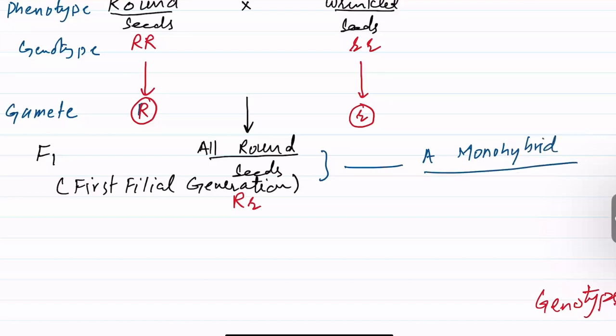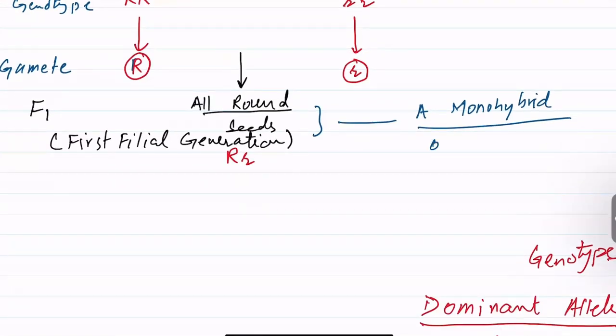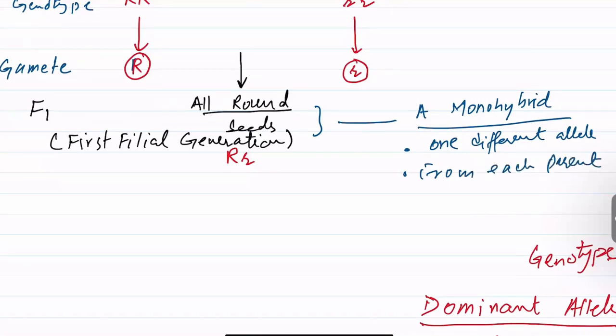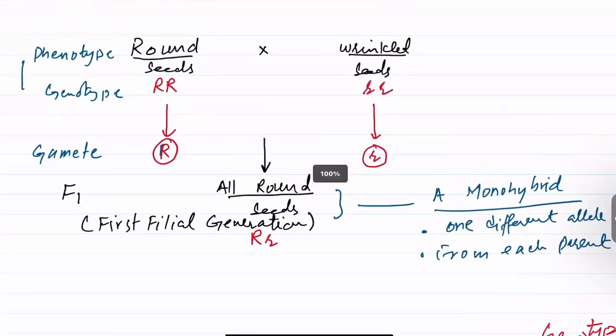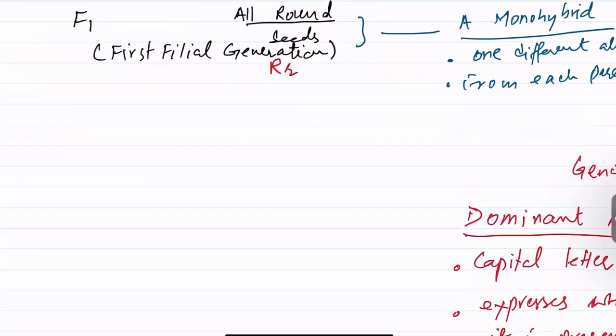Mono stands for single and hybrid means different. So this receives one different allele from each parent. Okay, so that's why it is a monohybrid. And F1 ratio is 100% round.